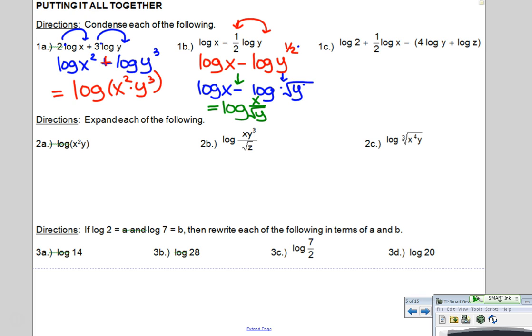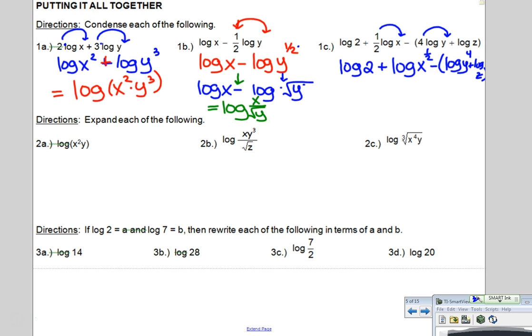Okay, so 1C looks really difficult, but again, there's only 3 rules. So let's do order of operations. I would want to first bring the powers back, and then I will take care of inside parentheses. So the power goes back on as x to the 1/2 power minus parenthesis log y to the 4th plus log z.